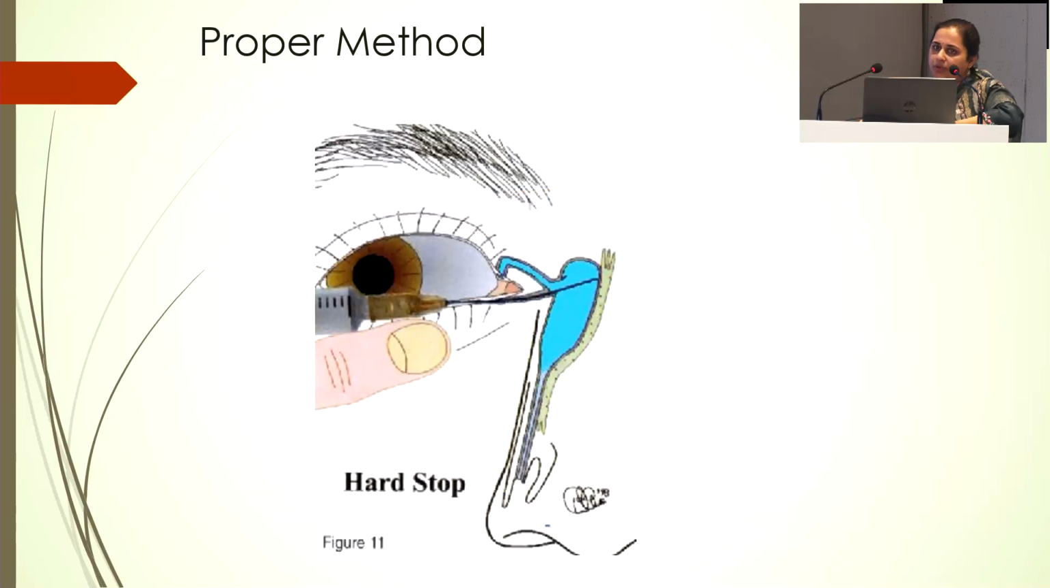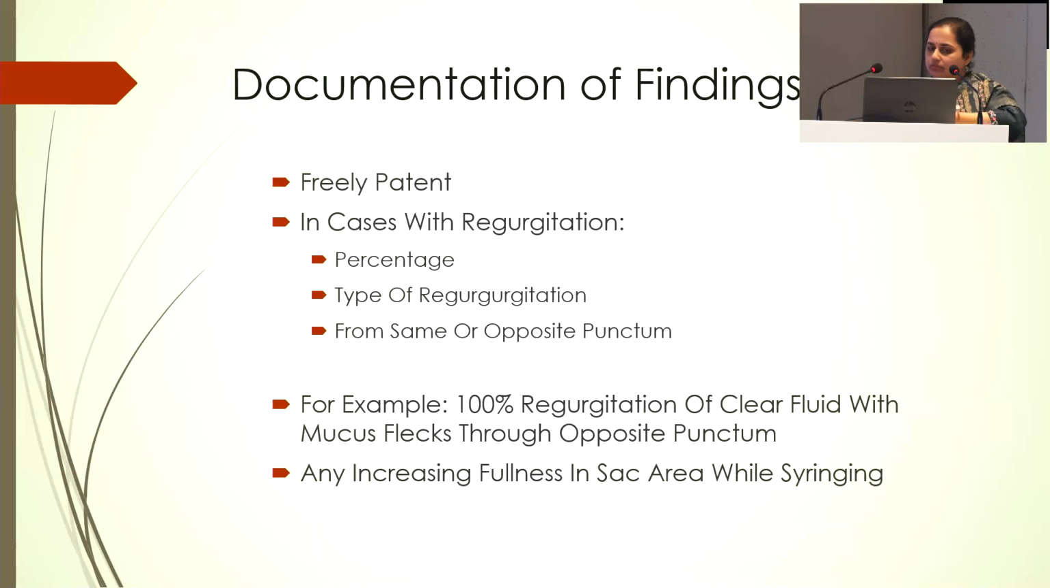So what is the proper method of sac syringing? Why do we call it sac syringing? Because you are supposed to enter the sac and then do syringing, and not do it from the punctum or just the canaliculus. If the finding is freely patent, you can surely go ahead with cataract surgery. In cases with regurgitation, we need to know the percentage, the kind of regurgitation, and from which punctum it is coming out.